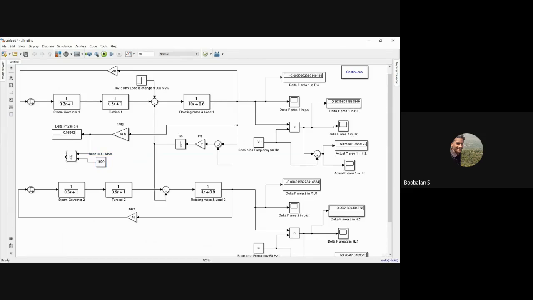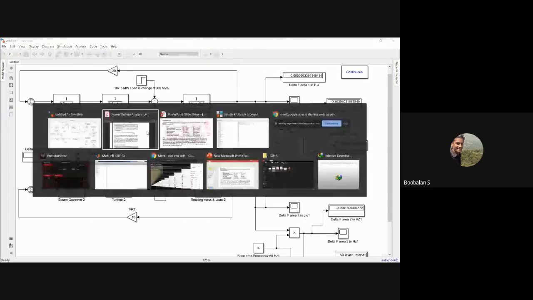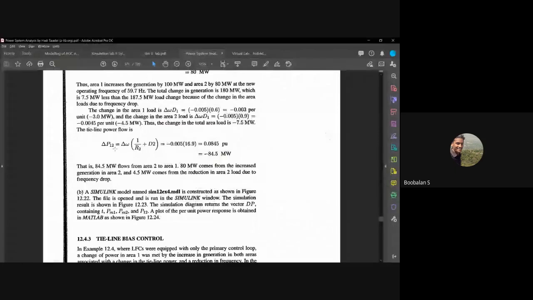Right now I need a display. One second. This will give you about delta P1, not in per unit, it will be in the form of megawatts. Just run it one second. Now we'll see. So 85.62 is the power flow from area 1 to 2, right? This is what delta P1 is.